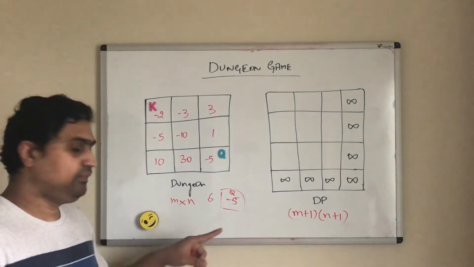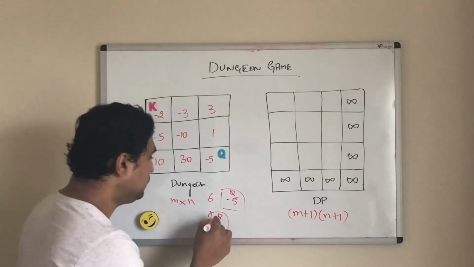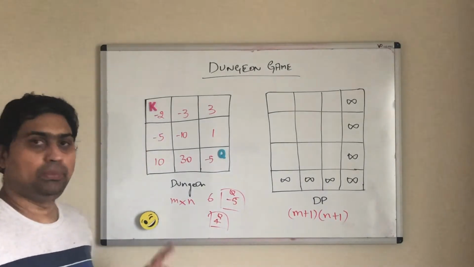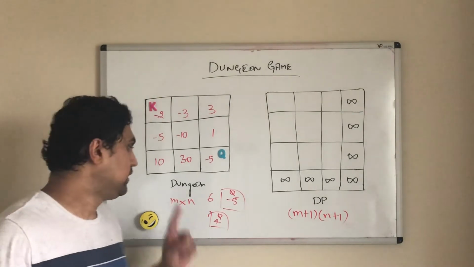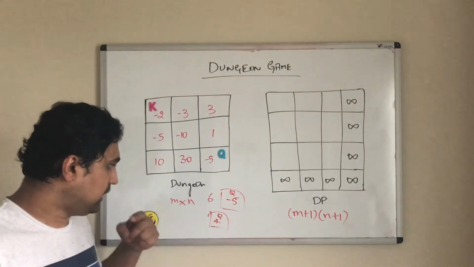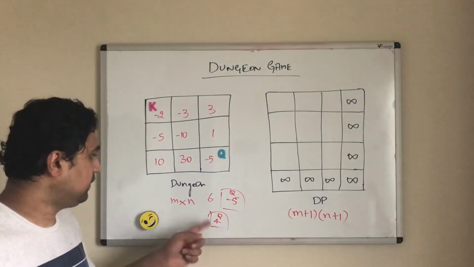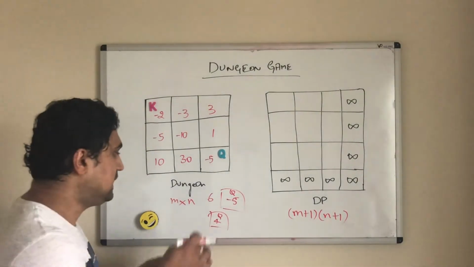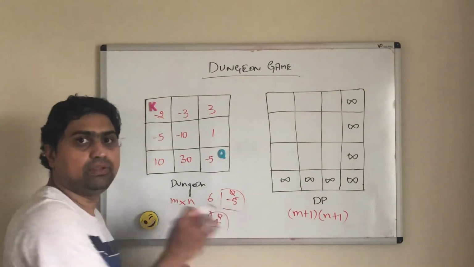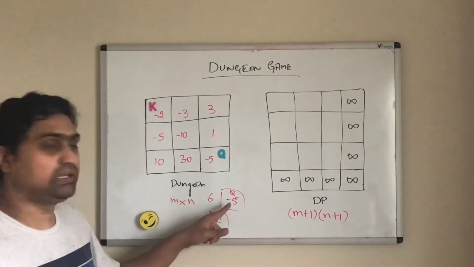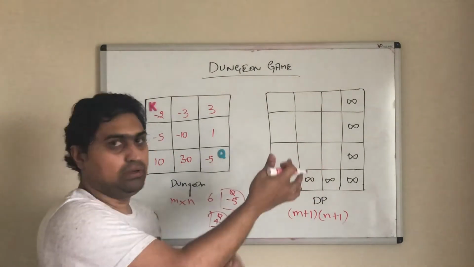On the other hand, if the value was positive, say +4, then the minimum health the knight requires in order to enter this cell is just 1. If the knight has a health of at least 1, he is able to enter the cell. His health will be increased by whatever value is there on that cell, and he will be able to save the queen. So if the value is negative, then he should have a health at least 1 greater than this negative value.